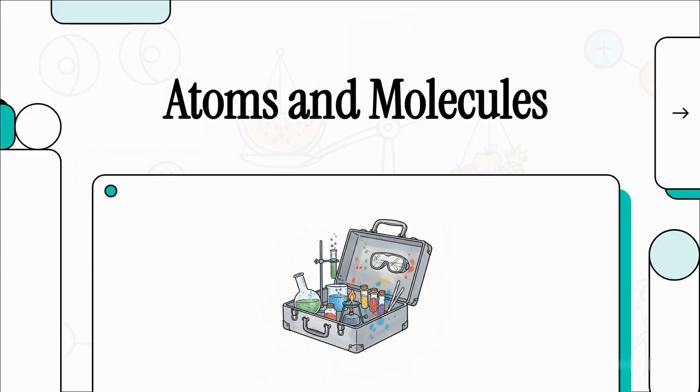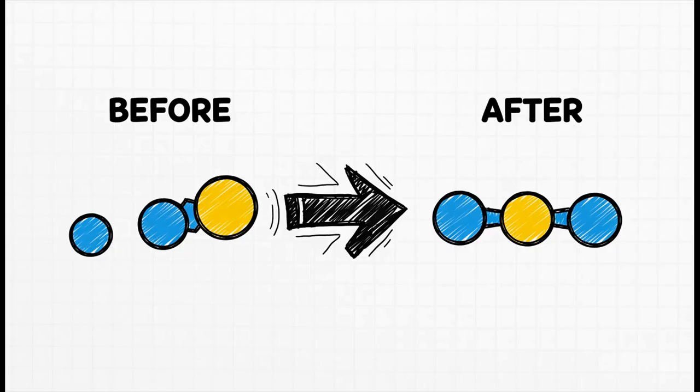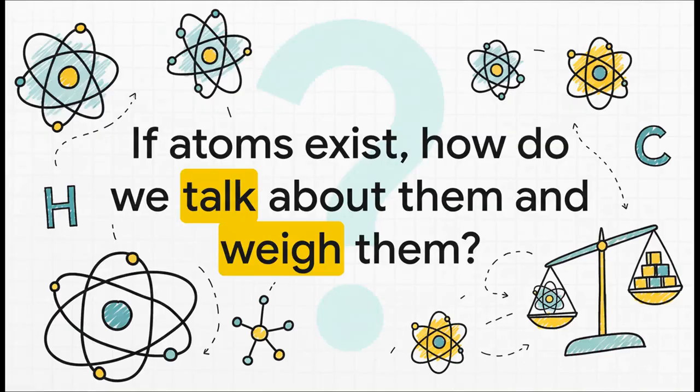So last time we met John Dalton's atom, right? This idea of a simple, indivisible little sphere. And this idea was huge. It really laid the groundwork for all of modern chemistry. But, like any great idea, it also brought up some really big new questions. I mean, if these things are real, how do we even begin to describe them?